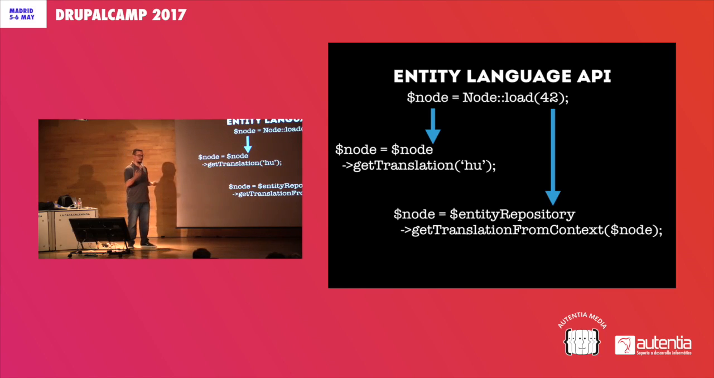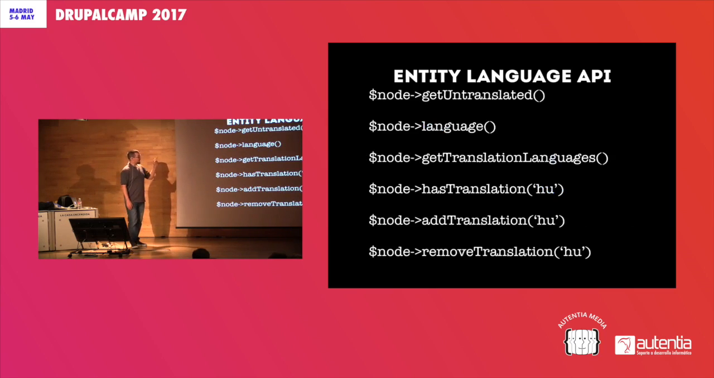So the first case is, like in the sample we said before, if you are sending emails to users in their own language, you want to load the default language for this user and call the getTranslation method. If you are displaying something on the screen, you don't really need to get the language for the user, you just use the getTranslationFromContext.